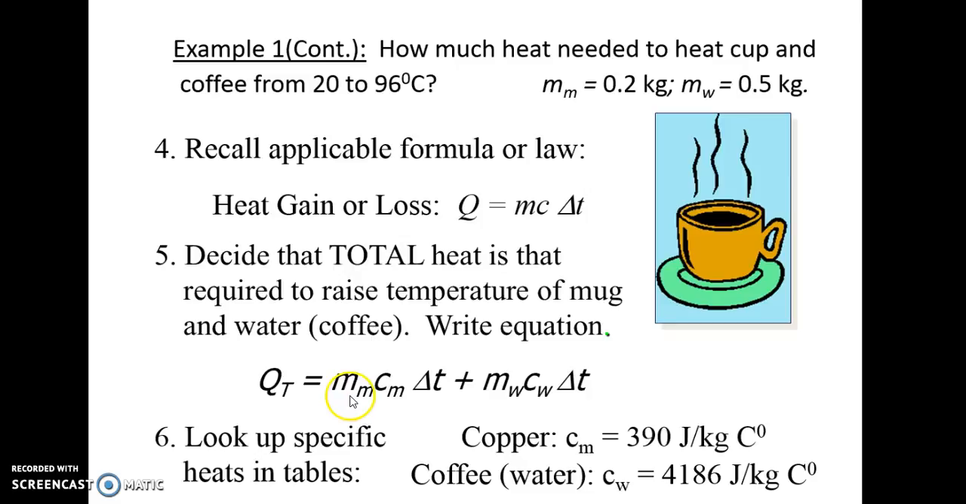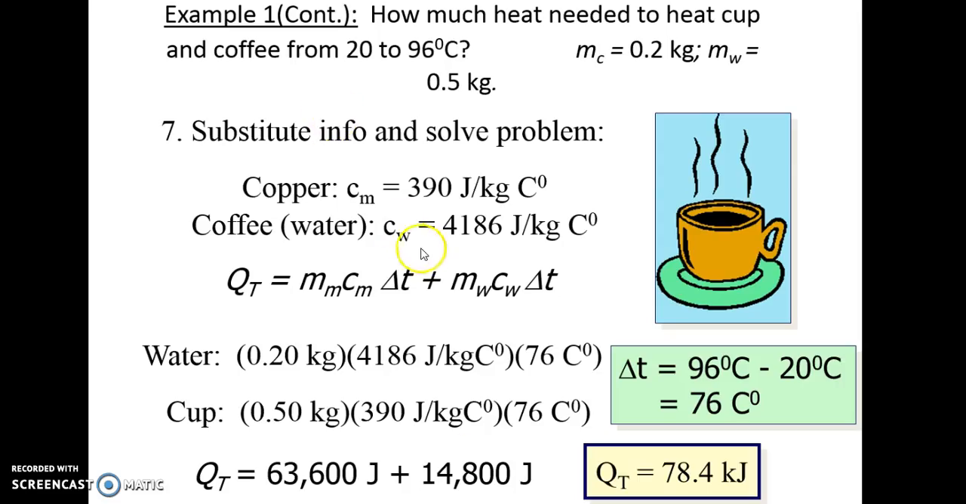So we have m c change of T plus m c change of T. The specific heat of copper is 390 joules per kilogram centigrade, and then the specific heat of coffee, which we're going to say is water, is 4,186 joules per kilogram centigrade. So all we're doing is popping these into the equation.